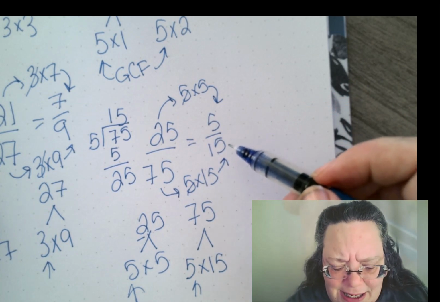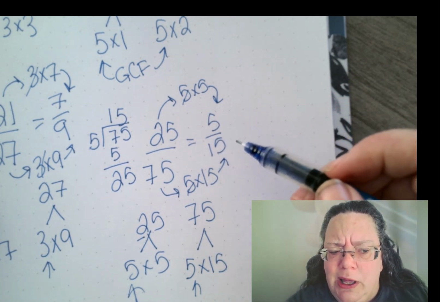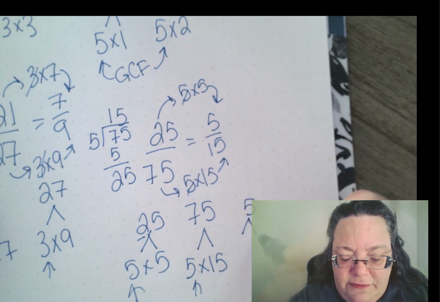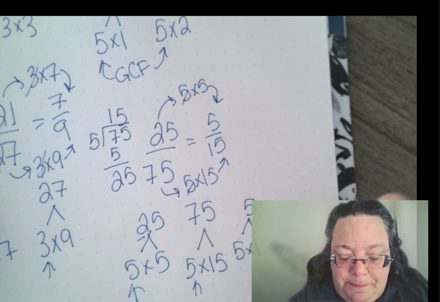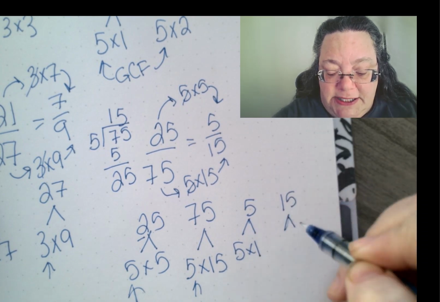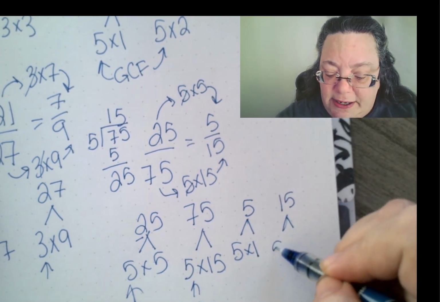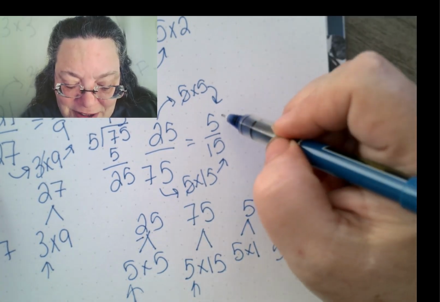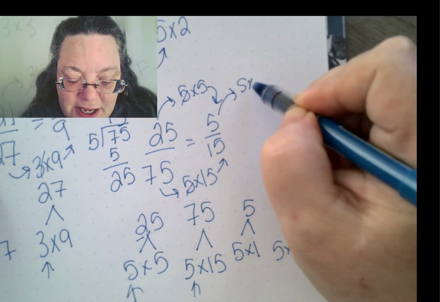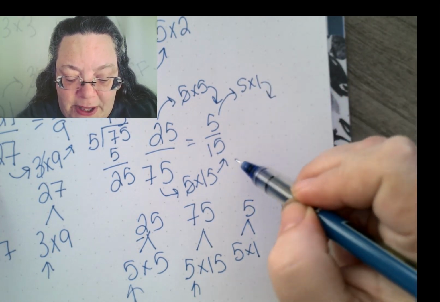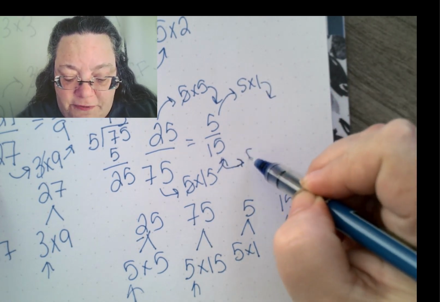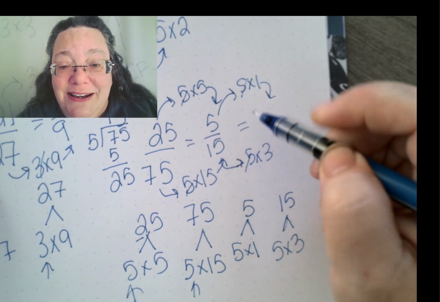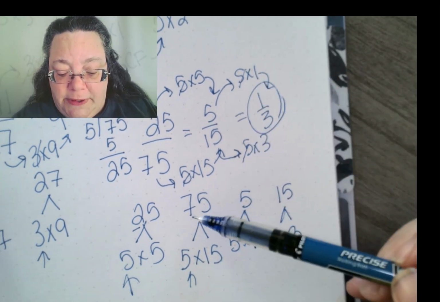But wait a second, they both end in 5, so I think they still reduce. Let's see. 5 is the same thing as 5 times 1. 15 is the same thing as 5 times 3. Whoa, we found it. We found our greatest common factor. So 5 is 5 times 1, and 15 is 5 times 3. We're going to cancel them, and we end up with 1/3.